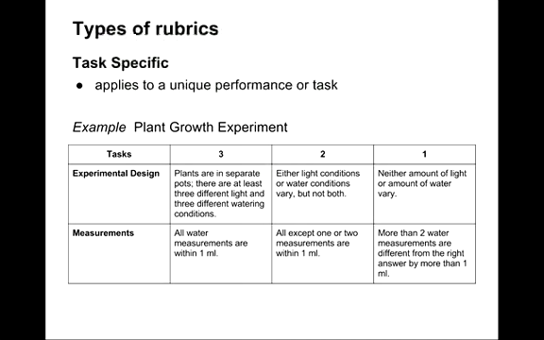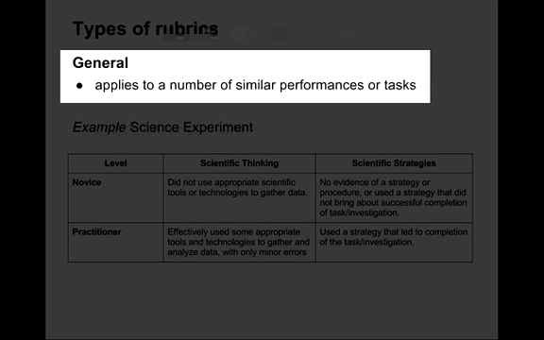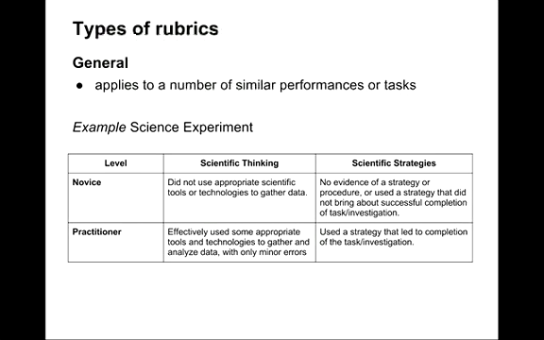To do that, you would want to use a general rubric, which could be applied to a number of similar performances or tasks. So here the example is just a science experiment. The levels here would be the levels of expertise, novice, practitioner, and then you would have the criteria, scientific thinking, scientific strategies, and a description generally of what that looks like at those different levels.